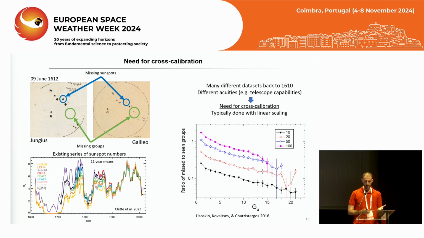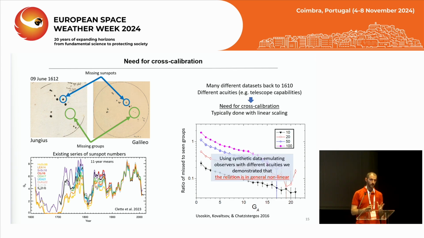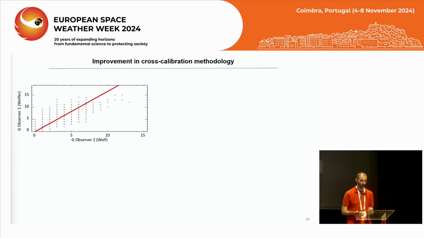But we thought this can be improved. We used a number of synthetic observations to study how this relationship changes for different levels of activity, and we could show that in general the relationship is not linear. So the question is, how can we do better with that and do the calibration in a way that accounts for this?